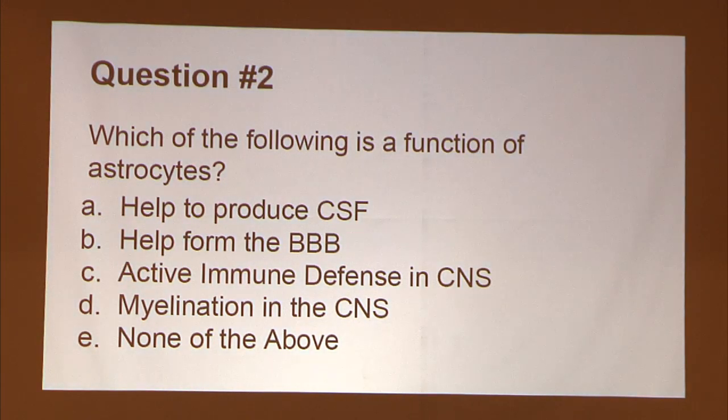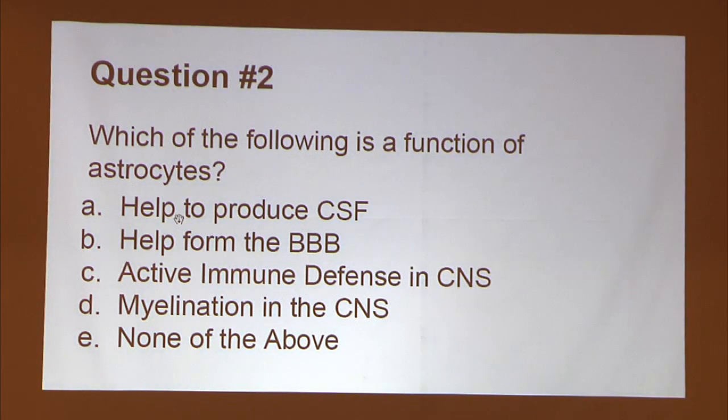Okay, and then we have questions. It says, which of the following is a function of astrocytes? A says it helps produce CSF. B, it helps form the BBB, or blood-brain barrier. C, it is involved in active immune defense in the CNS. D is myelination in the CNS, and E is none of these. Okay, so what answer choice do we like? We like B because it helps form the blood-brain barrier, which is true. A, helps form the CSF, is for what kind of cell? What kind of glia?